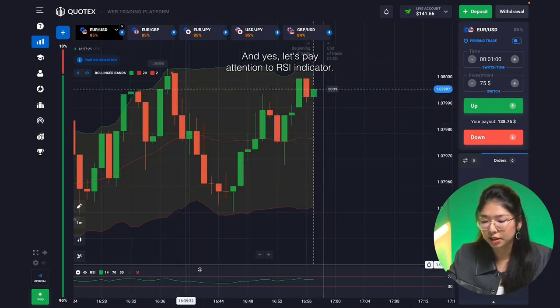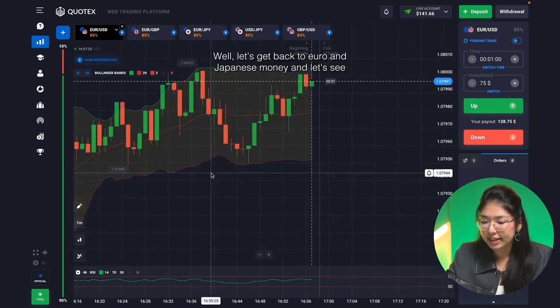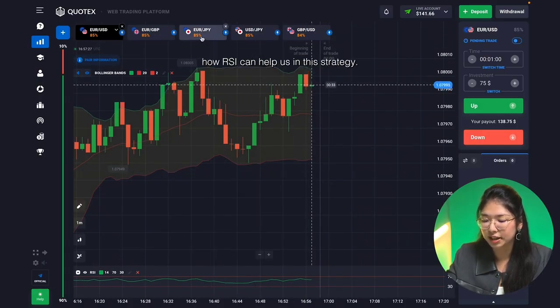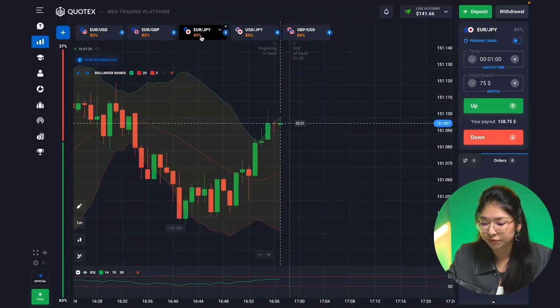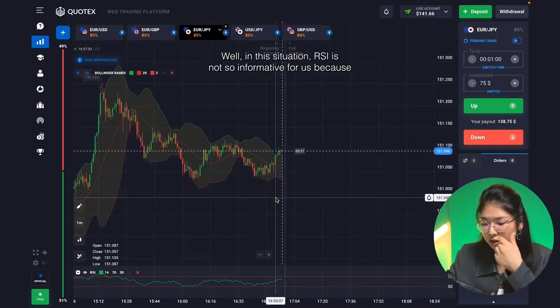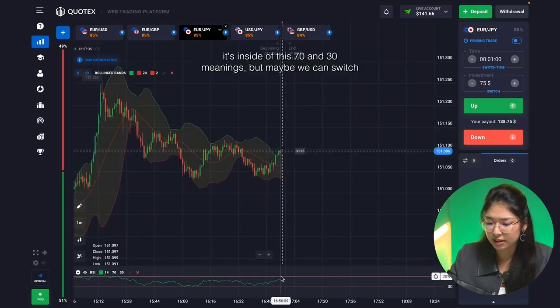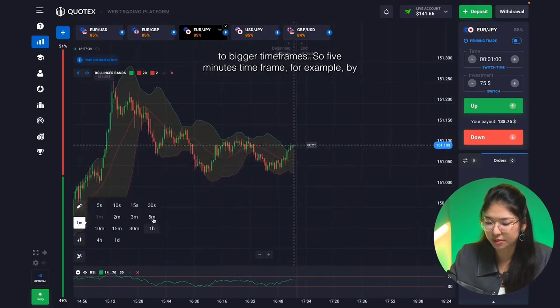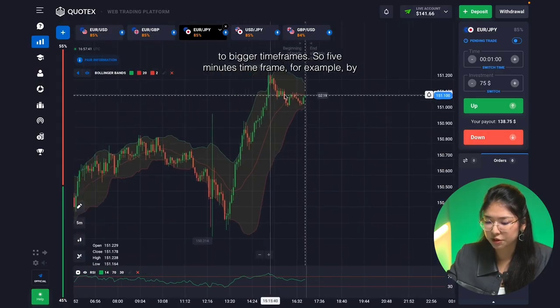And yes, let's pay attention to the RSI indicator. Let's get back to euro and Japanese yen and let's see how RSI can help us in this strategy. So well, in this situation, RSI is not so informative for us because it's inside of these 30 minutes, but maybe we can switch to bigger time frames. So the 5 minutes time frame, for example.